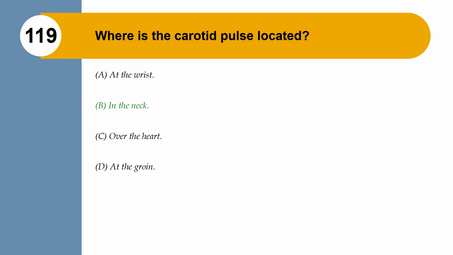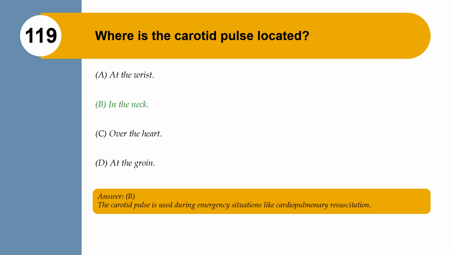The correct answer is option B, in the neck. Explanation. The carotid pulse is used during emergency situations like cardiopulmonary resuscitation.